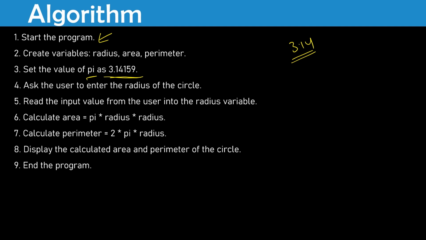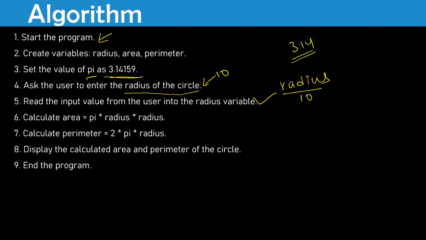Now we need to take the input radius, right? Ask the user to enter the radius of the circle. Then the user will give the radius as 10, for example. Now let us consider our case. Then read the input value from the user into the radius variable. So the 10 will be stored in the radius variable. Okay, now up to here completed.